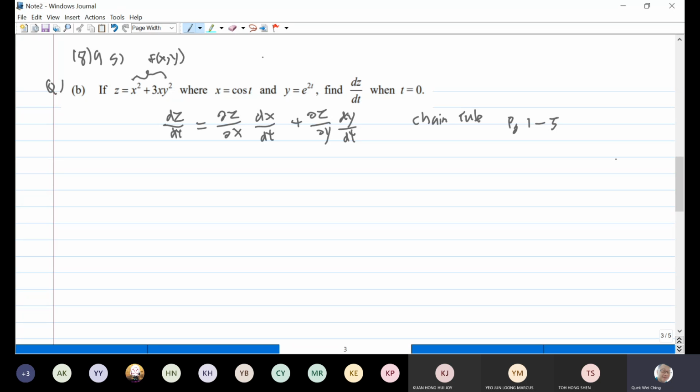What is dz/dx here? Let's try. So z is equal to x squared plus 3xy squared. Partial differentiation of z with respect to x, you treat y as constant. So differentiate x squared, get 2x. You treat y as constant, so y squared is constant, differentiate x, you get 1 here. So there's 3y squared here.